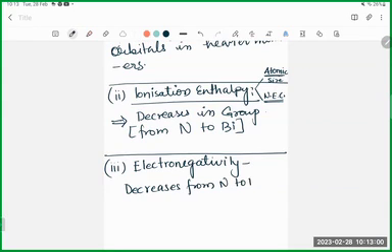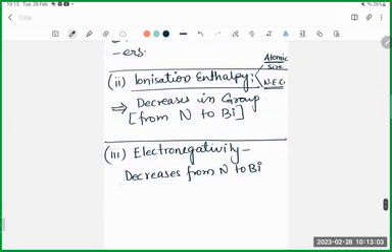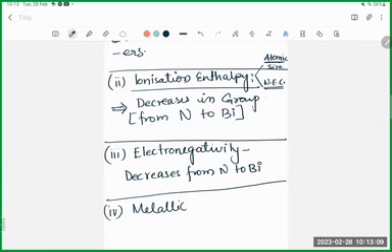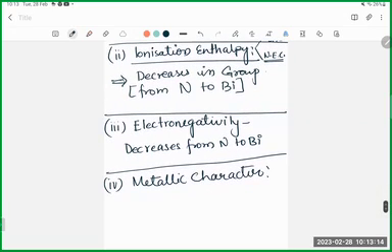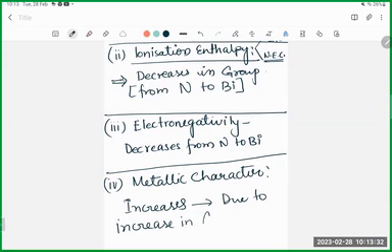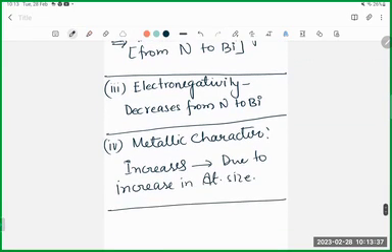From nitrogen to bismuth, metallic character increases. It is shown because of the increase in atomic size; both are directly proportional. As the atomic size increases, metallic character increases. Both are directly proportional to each other over here.